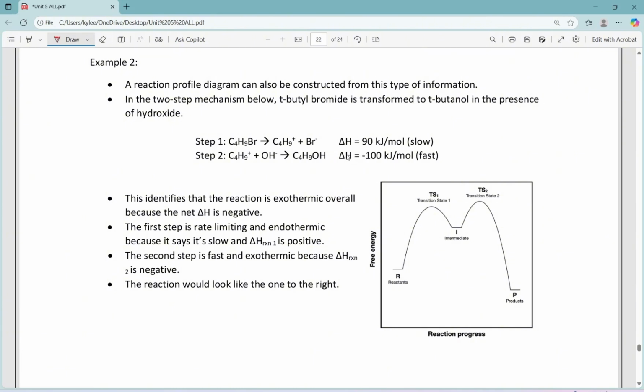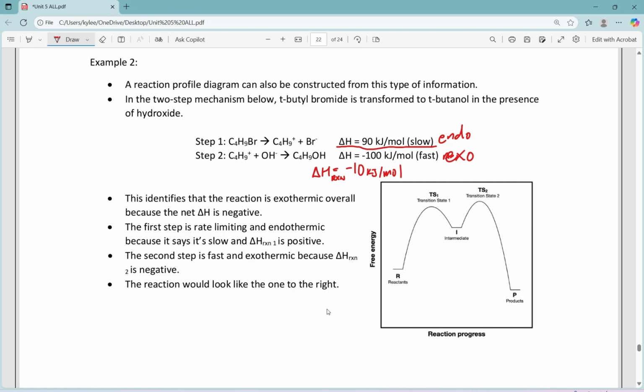Now, how I can tell whether it's endothermic or exothermic is by looking at the sign for delta H. Remember, if it's positive, that's going to be endo. And if it's negative, that means it's going to be exothermic. So if I want to know overall, then I'm going to simply add these delta H's together. And if I do, I get the delta H for the whole reaction as being negative 10 kilojoules per mole.